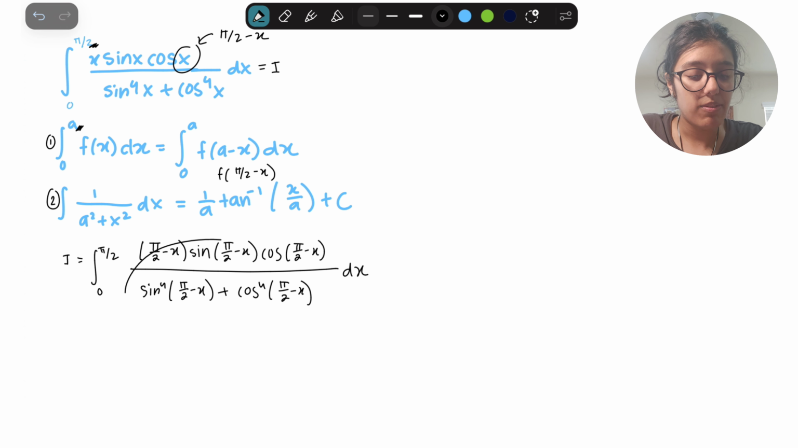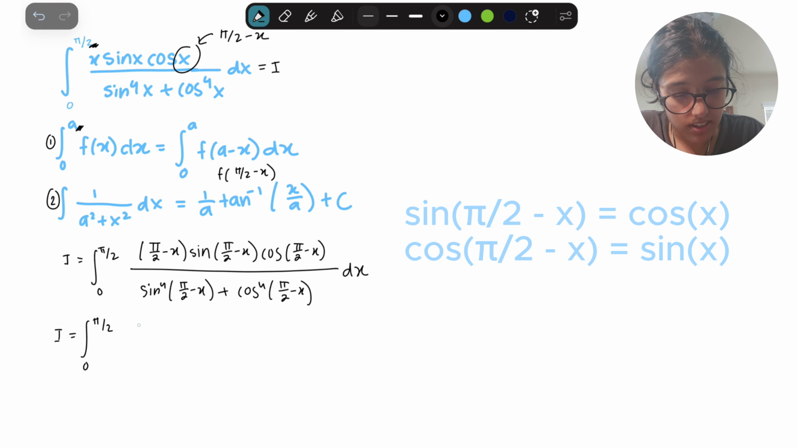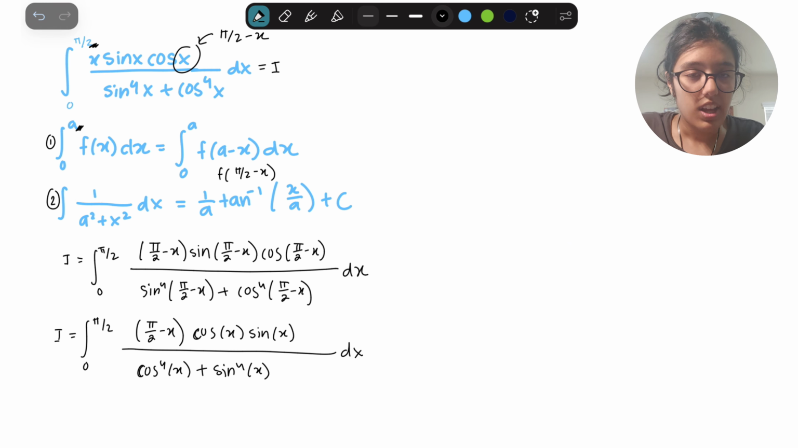Now we can simplify this because I know that sine pi over 2 minus x is equal to cos x, and cos pi over 2 minus x is equal to sin x. Now you might be wondering, why did we even do this? From the original problem we can clearly see that just the sin x and the cos x changed. In other words, sin x was over here, now we have a cos x. Cos x was over here, now we have a sin x.